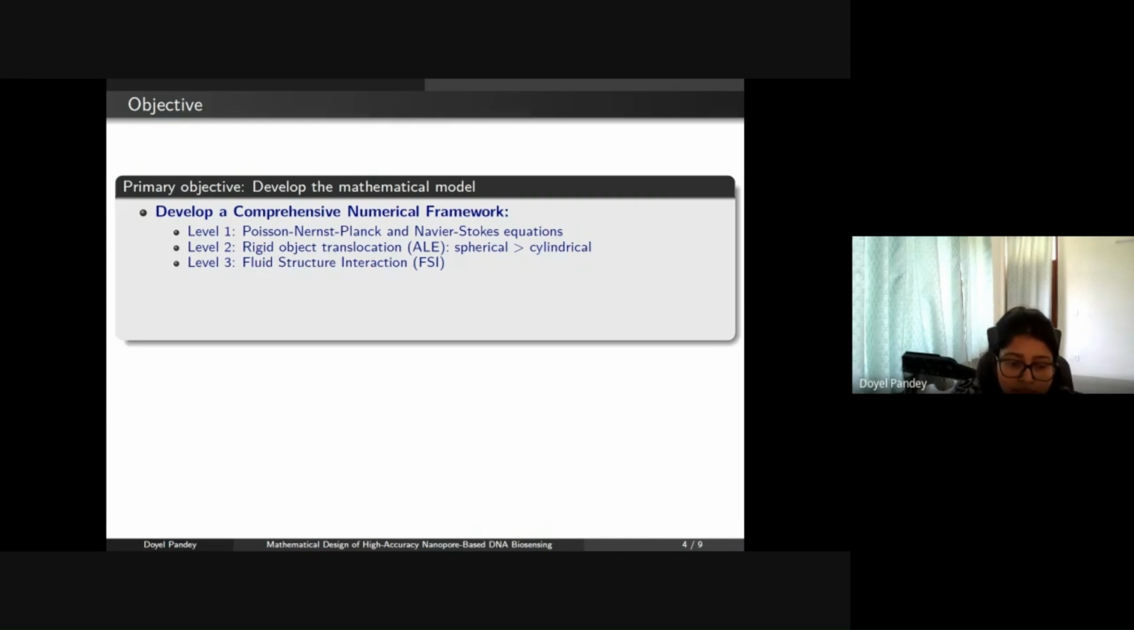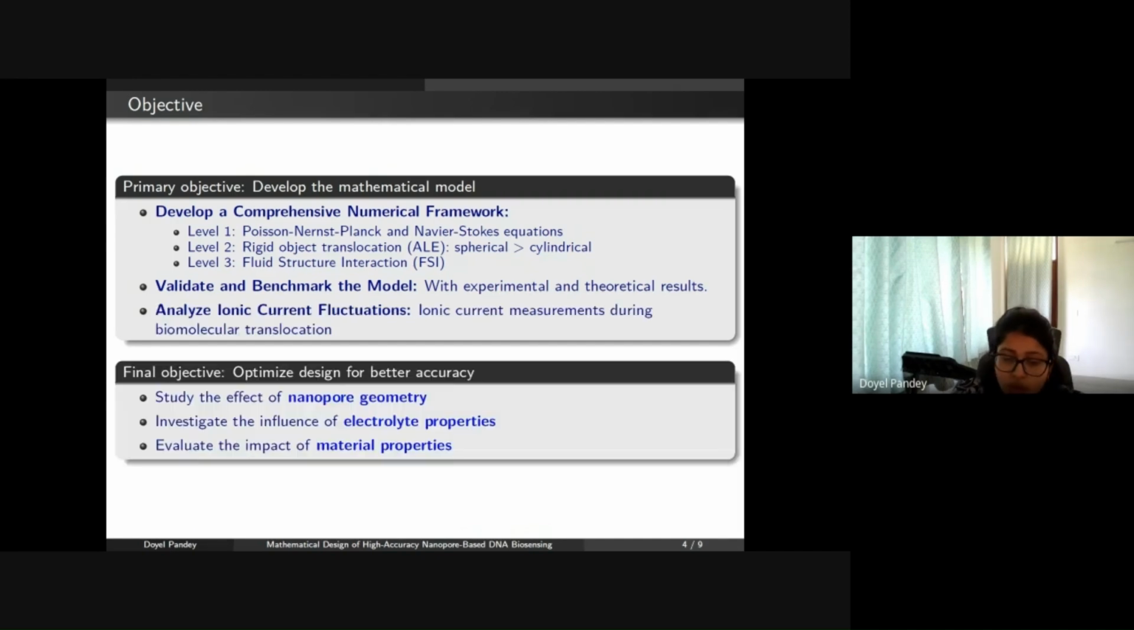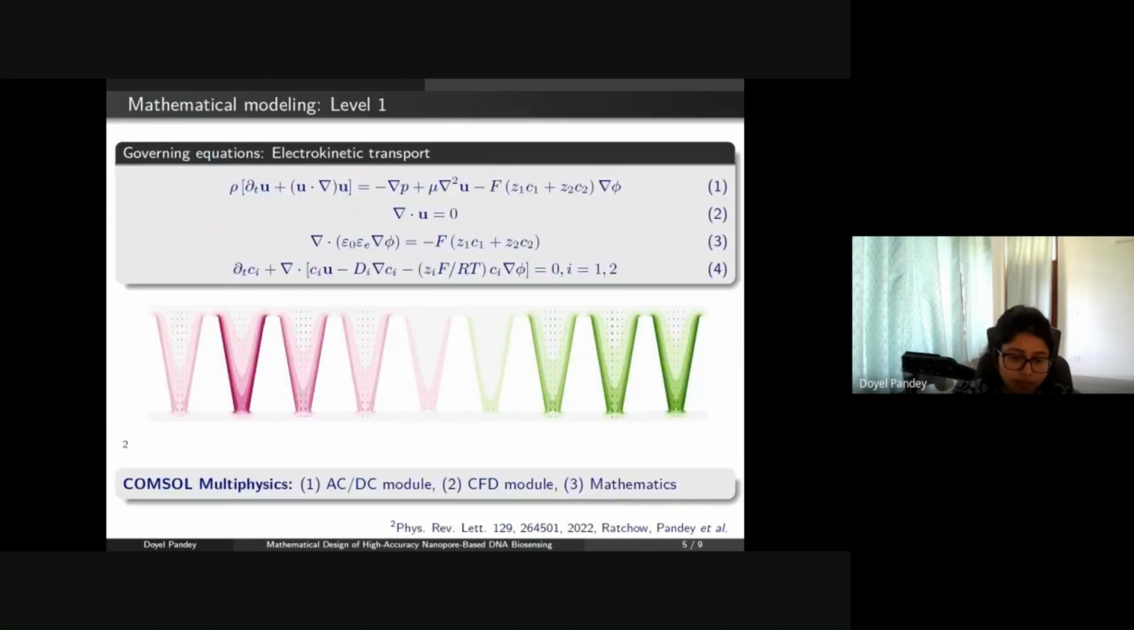And finally, the third level introduces fluid structure interaction, allowing us to model the deformable DNA molecule instead of idealized rigid particles. Once the computational framework is established, it can be validated against theoretical and existing experimental data, and the validated model can then be used to optimize nanopore geometry, electrolyte conditions, and material properties to improve the sequencing accuracy.